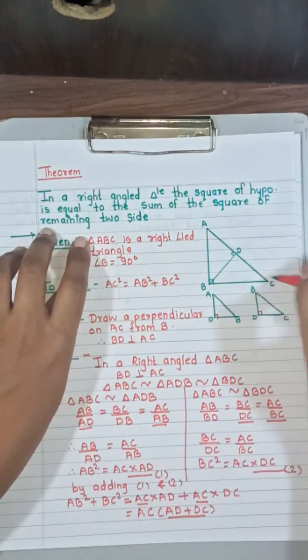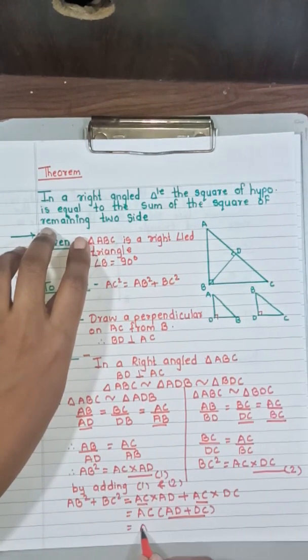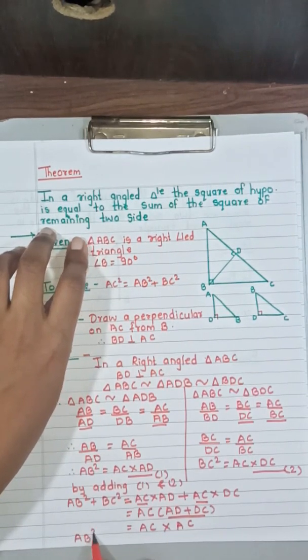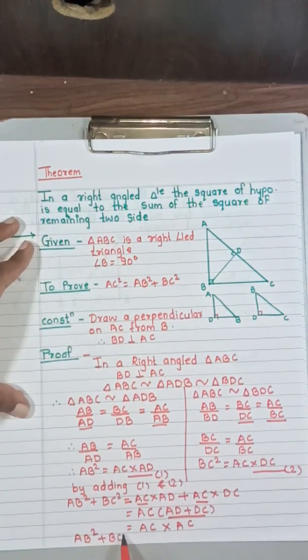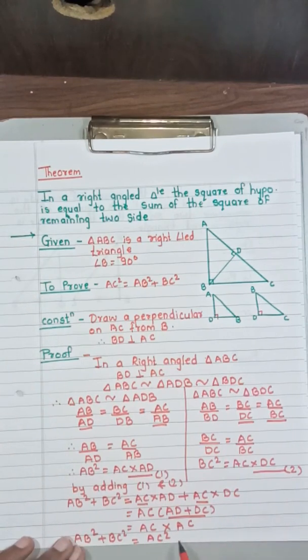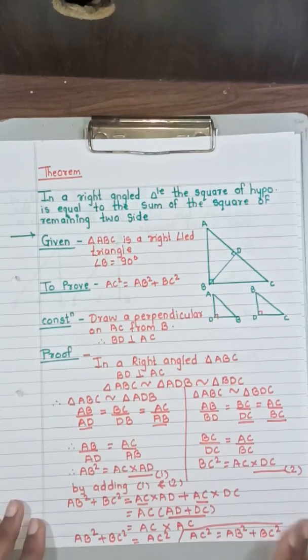AD plus DC is AC, so it is AC into AC. Therefore you can write down here AB square plus BC square is equal to AC square. Or you can also write it down as AC square is equal to AB square plus BC square, the same thing.